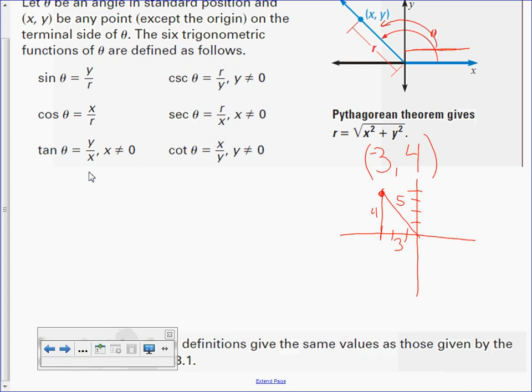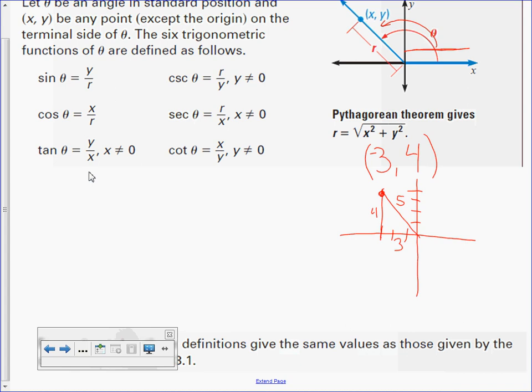One quick note to that. Why do they say that your x's and y's can't equal 0? Yeah, you can't divide by 0. Now, one thing I want you to think of, are there parts of the unit circle where your x or your y value will equal 0?